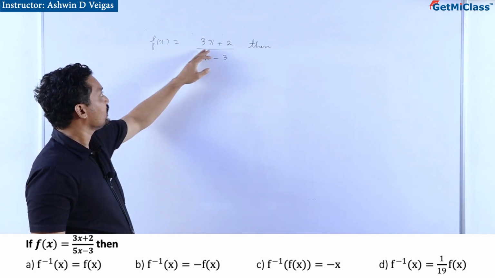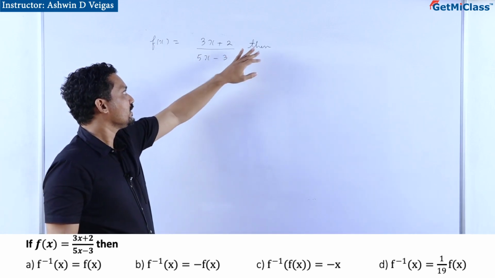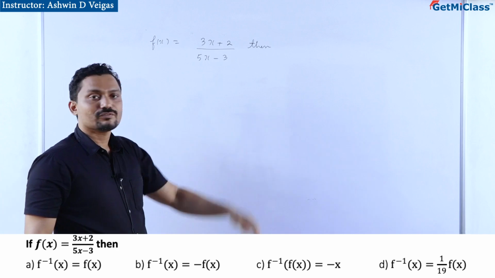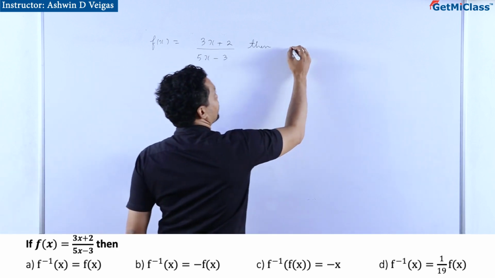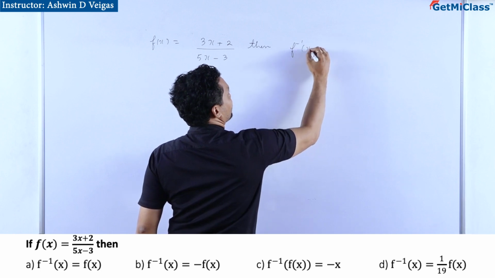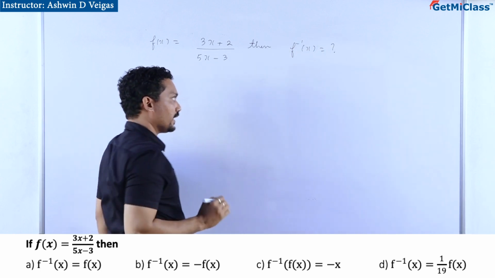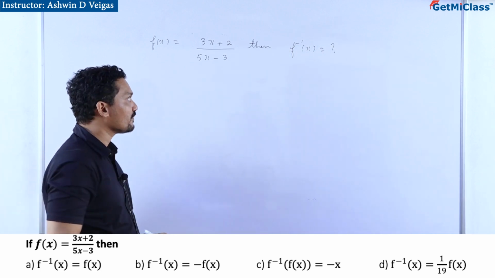So, f of x is (3x plus 2) by (5x minus 3). Now if you look at all the 4 options, they are asking us to find f inverse of x. So, one simple method is, all the 4 options are talking about f inverse x.